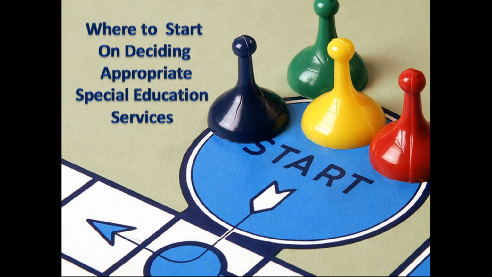So where do we start on deciding appropriate special education services? We start with the needs of your child and the Committee on Special Education. It is here where appropriate special education services will be determined for your child and become a part of your child's IEP. The CSE must look first at providing these services in accordance with the Individuals with Disabilities Education Act, or IDEA, in the least restrictive environment, or LRE, before looking at a more restrictive environment.